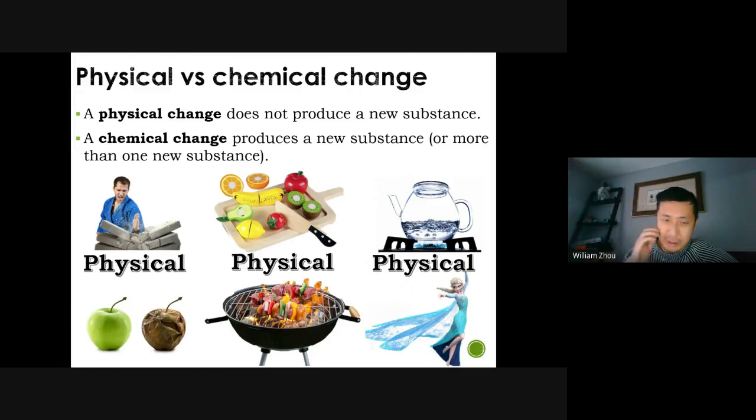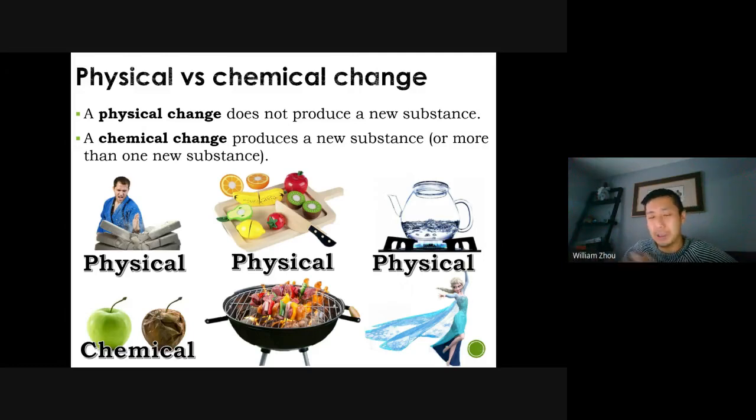Okay, so what about the bottom left, rotting apples? Which one is that? Okay, chemical. Any other answers? You guys concur? Okay, so unanimously, this is chemical. You're right, this is chemical. Now, here's the difference. If an apple rots, it's not the same thing anymore. It smells different. It looks different. It tastes different. It behaves differently. So it is now something different.